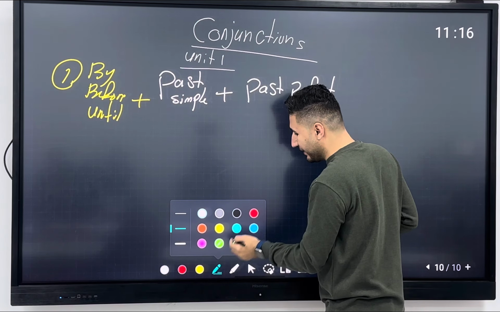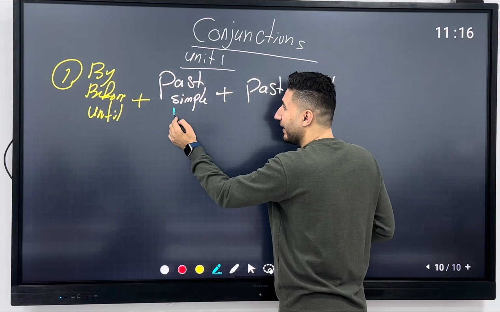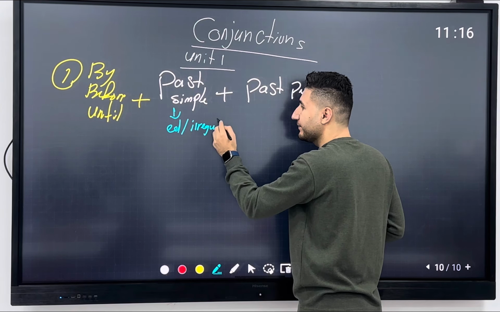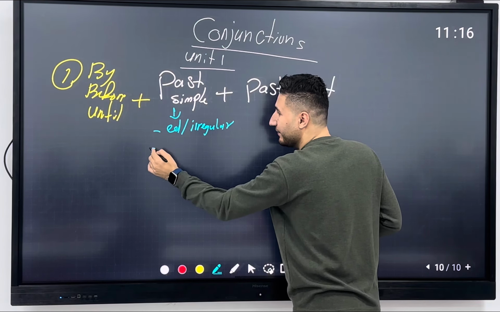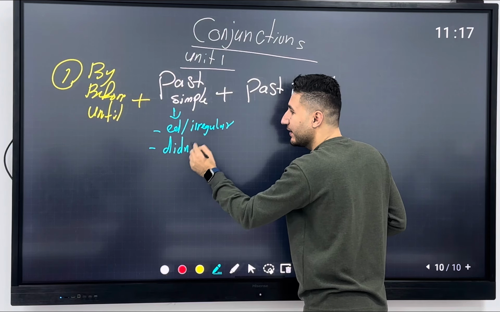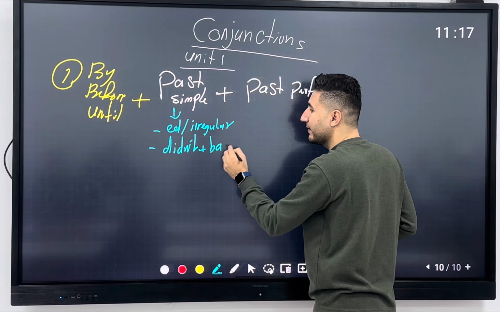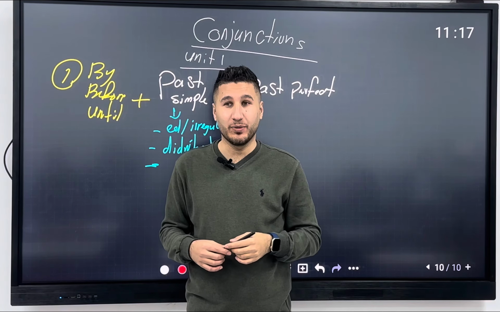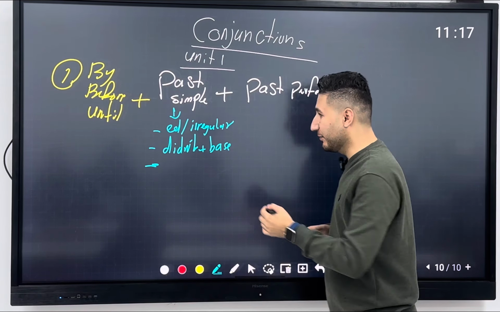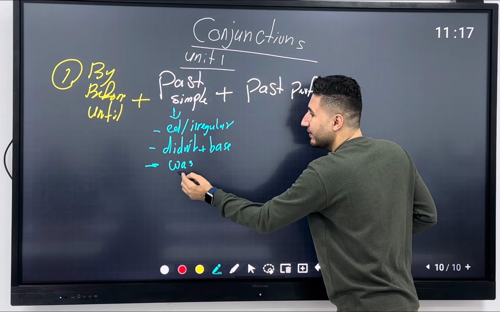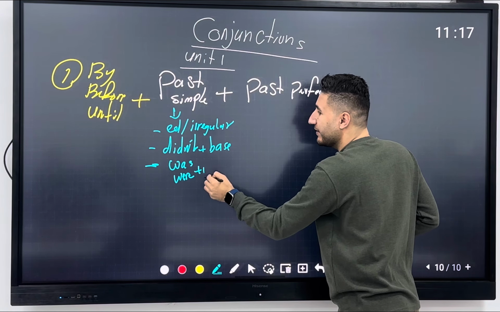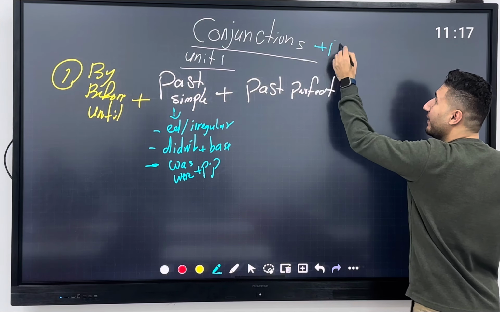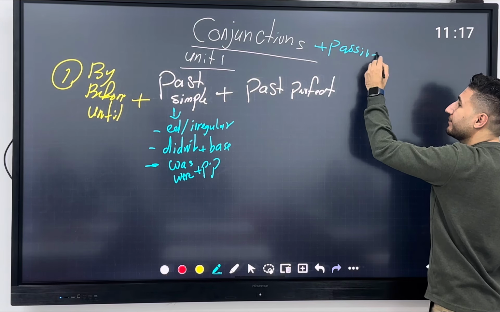So what is past simple first? And the verb is ed or irregular. And what's the negative? We have did not plus base. And what is passive for past simple? Passive for past simple is was, were, plus past participle. It means we can link conjunctions with passive.